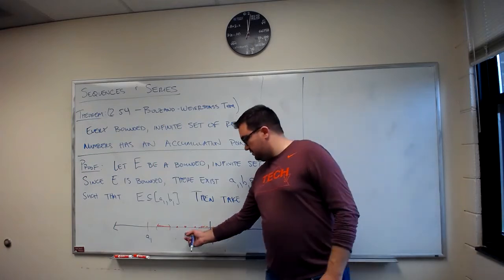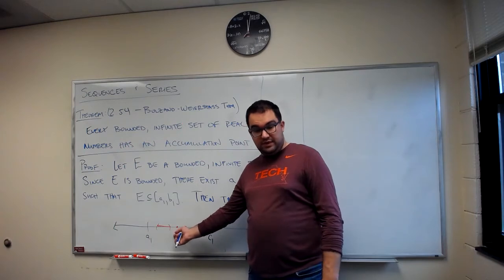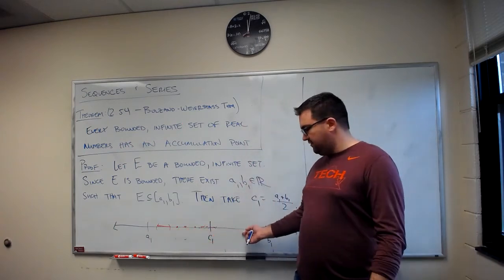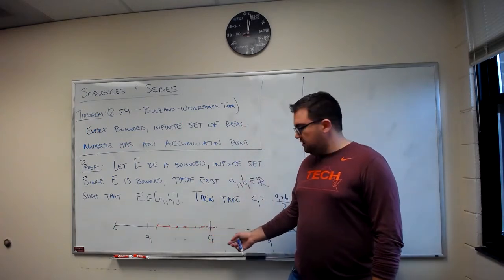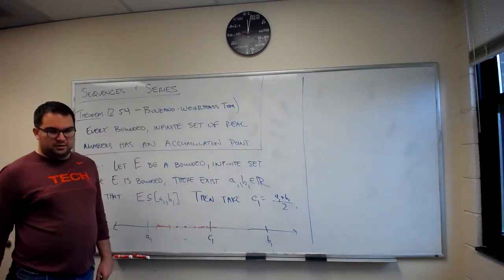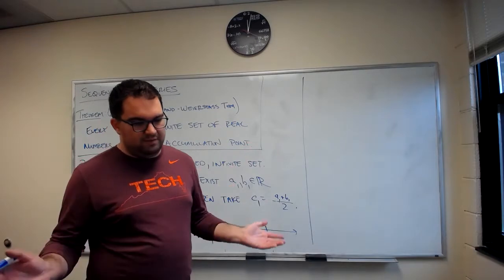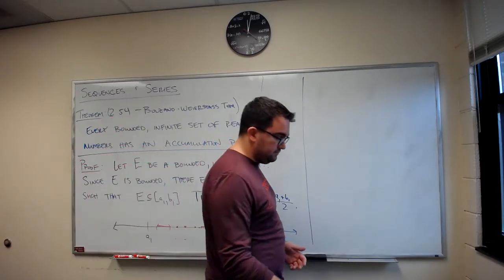So like in this example, it sort of looks like maybe this interval is the only one that contains an infinite number of points. Maybe this has a finite number of points. Okay, so if there's only one that has an infinite number of points, I'll choose that one. If they both happen to have an infinite number of points, then just choose one of them. It doesn't matter which one.